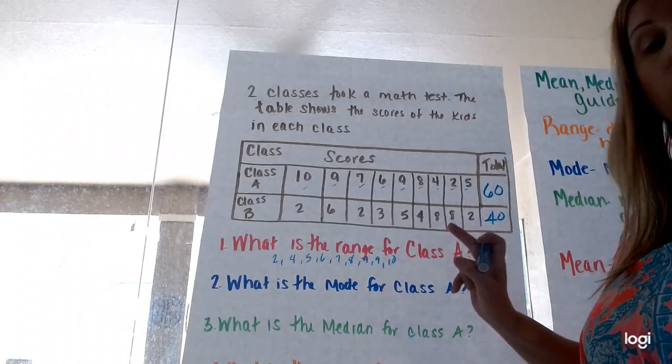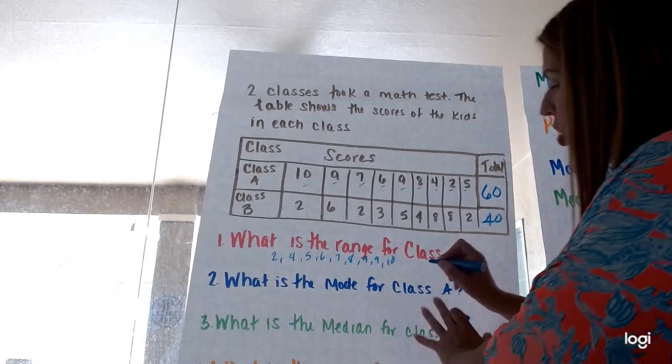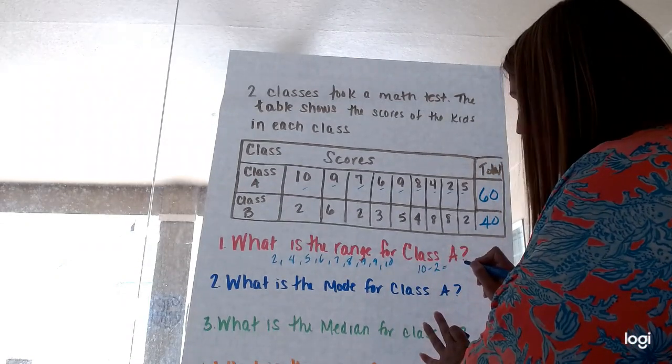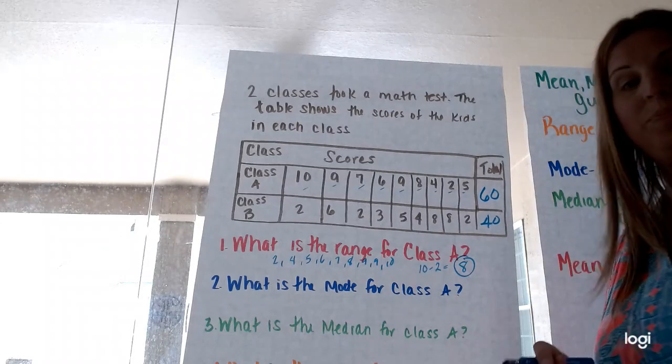All right, range. Take all of your data and subtract your largest number and your smallest number. So my range is 8.